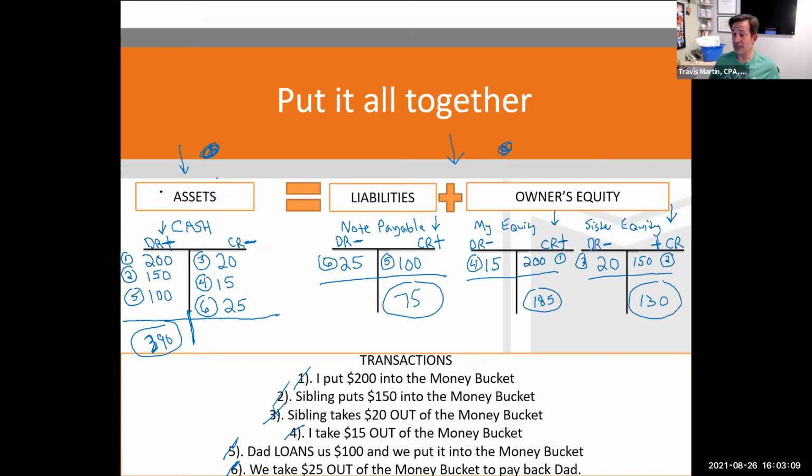So those are your ending balances. Very important: make sure you put the ending balances on the side of the account they're supposed to go on. So the positive side is the normal side. That's usually where your balance is going to show up. We got 390 in assets. All told, we got 390 on the other side.